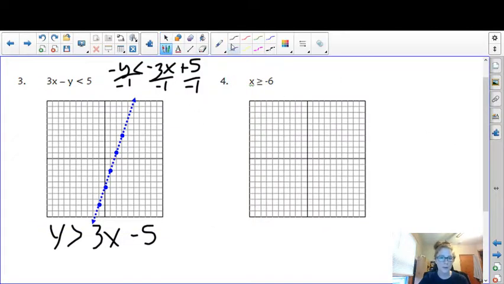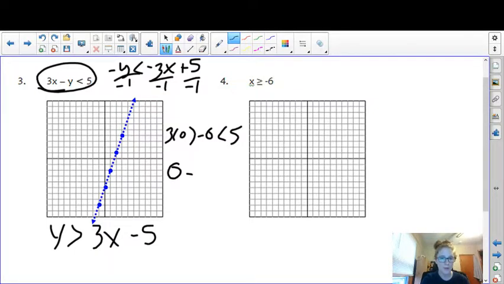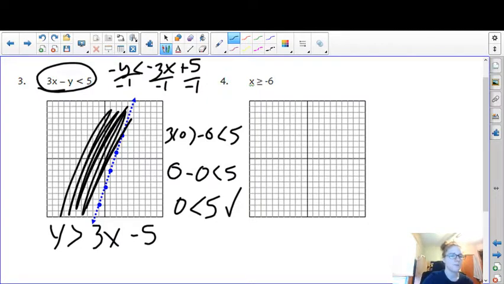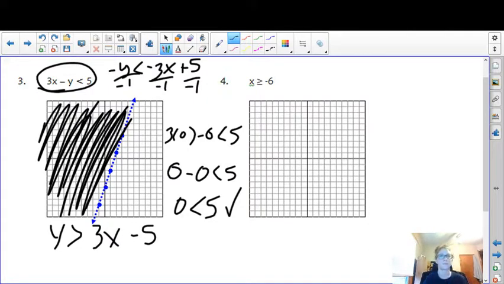And then we need to determine how we're going to shade. So let's plug in that 0. Again, we're plugging it right back in the middle, into the beginning, I mean. And again, I didn't hit 0, 0. That's not one of my points, so I can plug it in. So 3 times 0 minus 0, is that smaller than 5? So I have 3 times 0, which is 0, minus 0 is less than 5. Is 0 minus 0 0? So is 0 smaller than 5? Yep, it works out. So that's where we're going to color our answer.